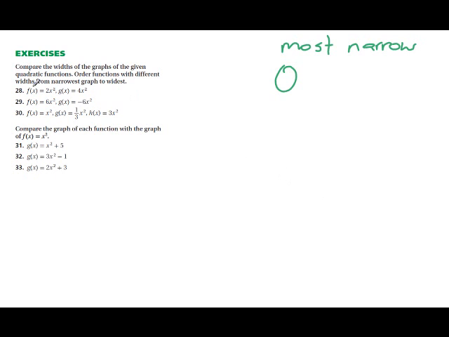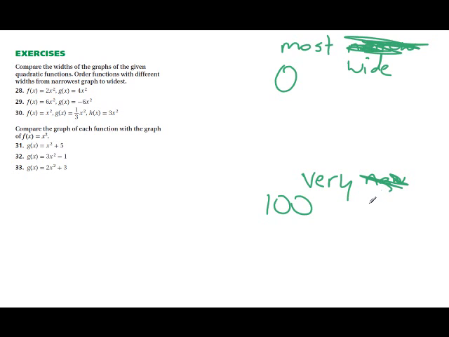Wait, what does it say? From narrowest, or no, wait, why did I say narrow? I don't know my words. This is most wide. Sorry, English escapes me. So something like 100 would be very narrow.